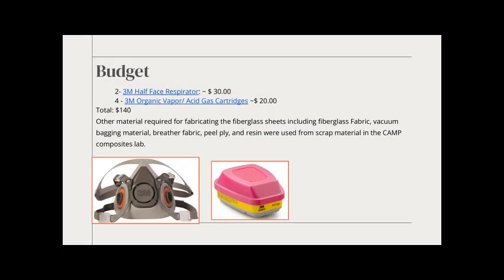Budget. For our budget, we required 2 respirators and 4 organic vapor acid gas cartridges. The reason we needed these respirators and cartridges was during the fabrication process. Once the hardener and epoxy are mixed, harmful gases are released that require the use of the respirator.